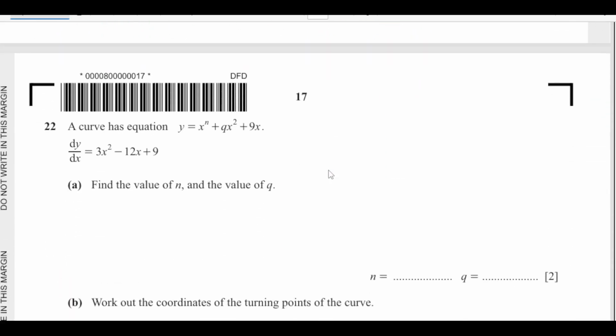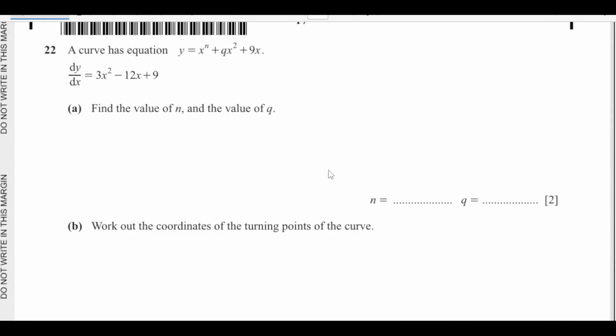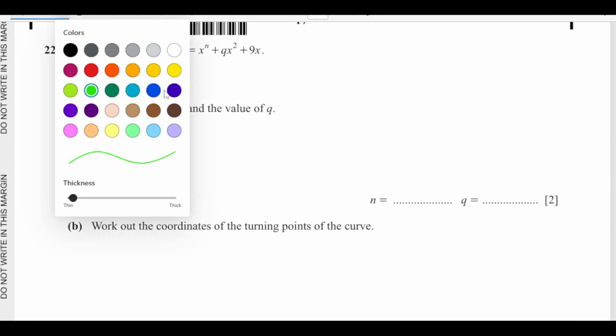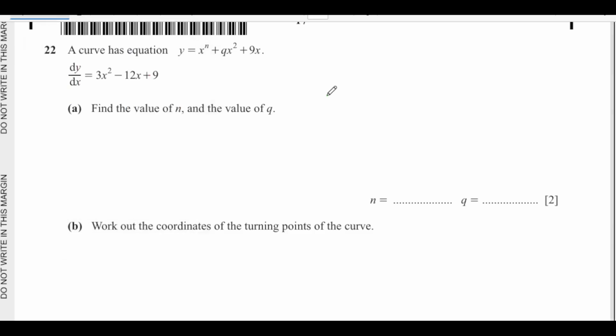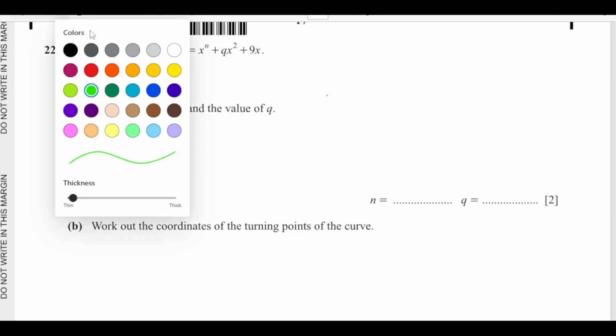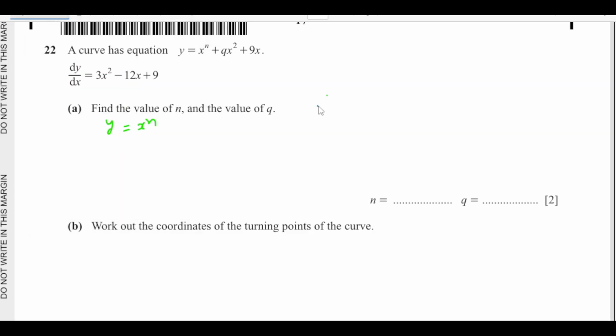Okay. Now number 22: a curve has an equation. We are given the equation and also the first derivative dy/dx. Find the value of n and the value of q. So y is equal to x to the power n plus qx squared plus 9x.